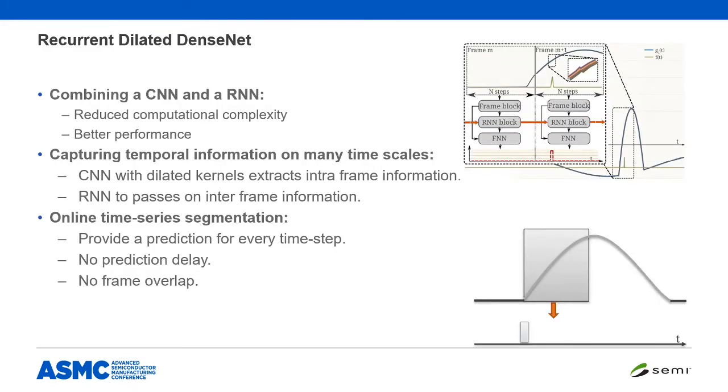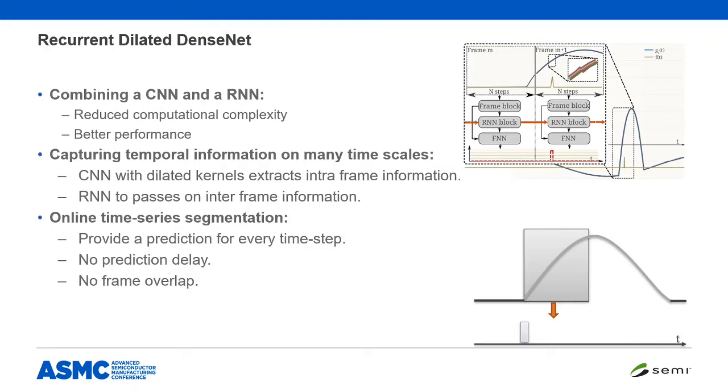Our method tries to combine the benefits of both approaches. We try to reduce the computational complexity by utilizing the parallelism of the CNNs, and we try to achieve a better classification performance by passing on information between the frames.